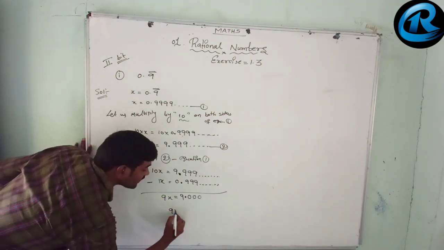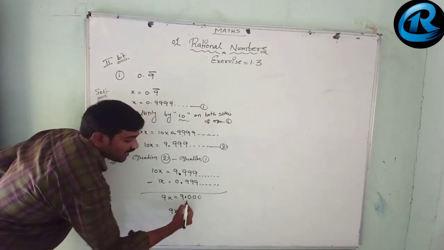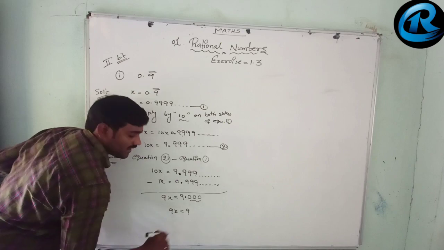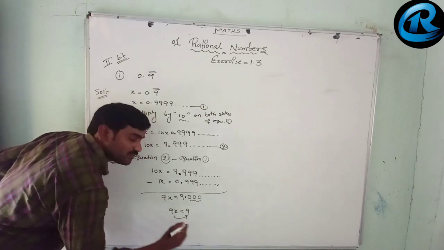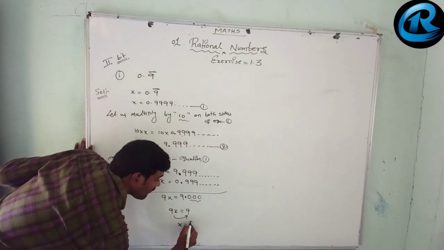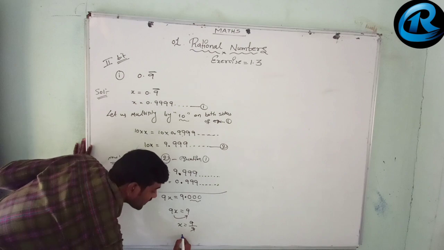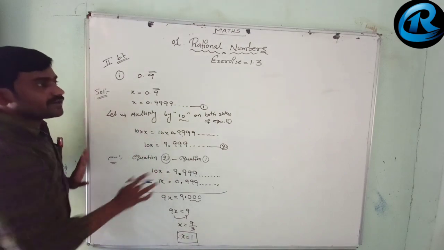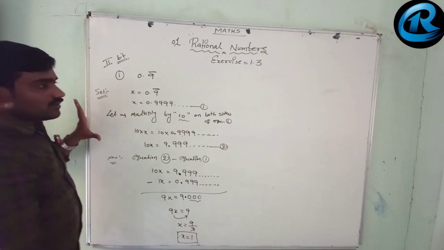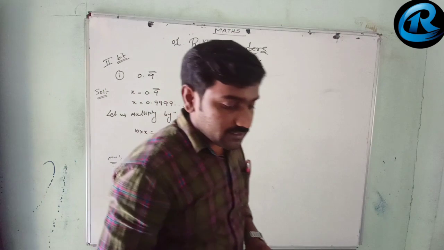So ultimately we get 9x equals 9.000. After the point, these zeros have no value. So here 9 is multiplied to x. You transfer it to the other side, and 9 will be divided. So x equals 9 by 9. Cancel 1 and 1. We get x equals 1. Completed answer. Very simple. Now we'll do some more problems to get a complete idea about this.